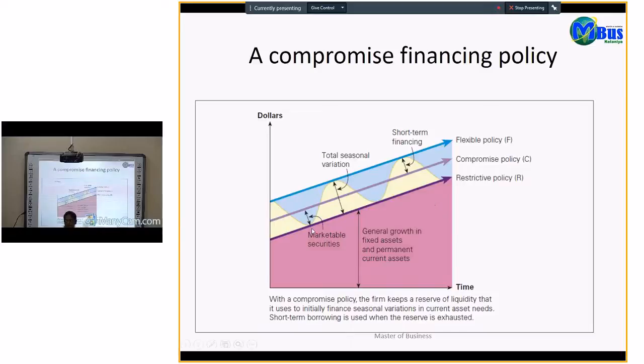This yellow line shows the total working capital requirement of the firm, right? This yellow line plus the pink one is the total working capital requirement. Up to here, that is the fixed working capital requirement. From this point onwards, this yellow line fluctuates due to the seasonality effect. So they can maintain in the middle of that line without going either for flexible policy or restrictive policy. Okay?